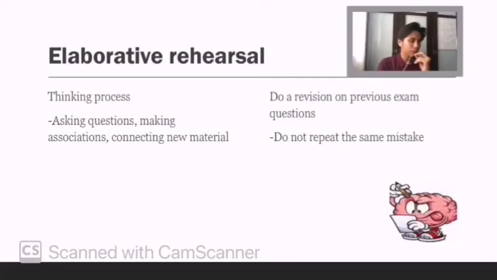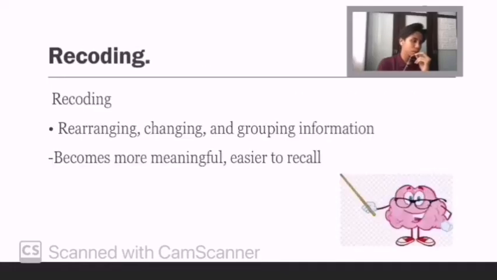Elaborative rehearsal is a thinking process: asking questions, making associations, connecting new material. Do a revision on previous exam questions. Do not repeat the same mistake. Recoding: rearranging, changing and grouping information makes it more meaningful and easiest to recall.